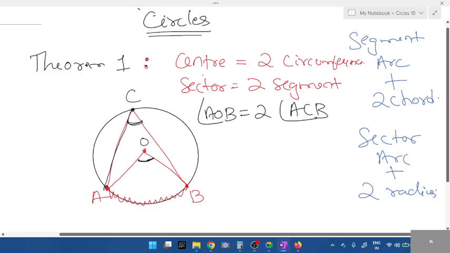This is how we'll have to study. Center is equal to twice circumference. We know whichever angle forms in the center, that is sector, radius. Or you can even remember sector is equal to twice segment. Angle AOB is equal to twice angle ACB.